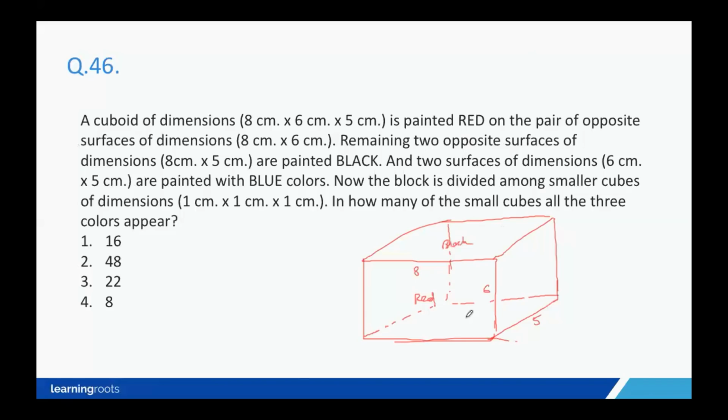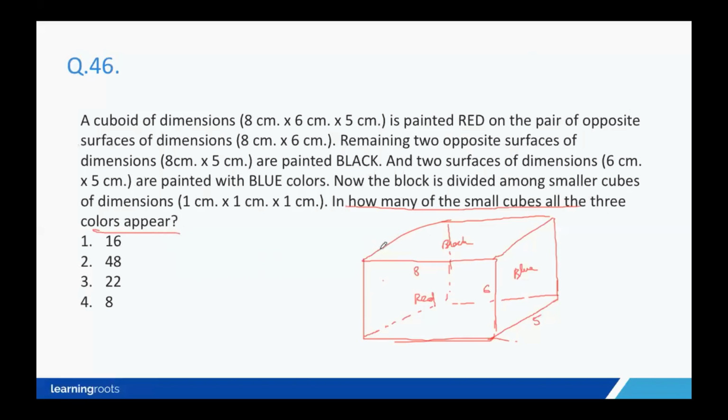And the two surfaces of dimensions are painted with blue, basically the remaining two parts. So blue here to the right and blue here to the left. And now the block is divided into smaller cubes. So it is chopped up and it is divided into smaller cubes. Again, don't worry, it's a very simple question. In how many of the small cubes do all the three colors appear, right?